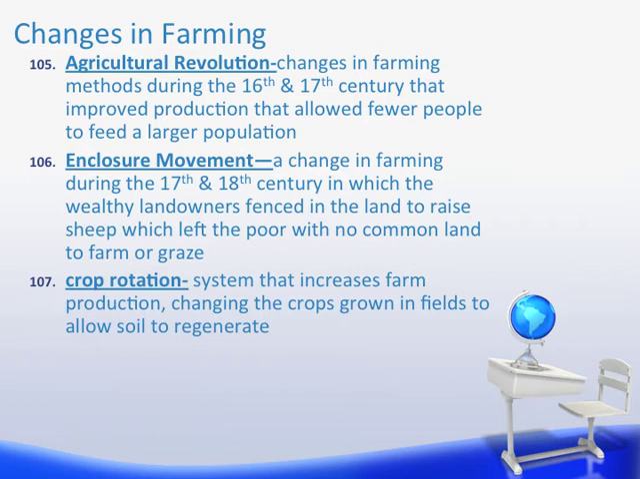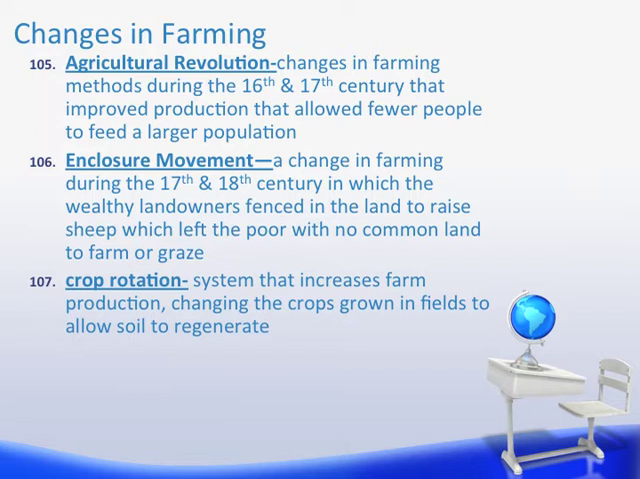All right, we are going to start with changes in farming, because you can't get industrialization until you need fewer people to feed all of your people. So 105 is the agricultural revolution, and this is changes in farming methods that occur in the 16th and 17th century that improve production and allow fewer people to feed a larger population. And remember, we've seen throughout history that the more food you have, the more people you have.